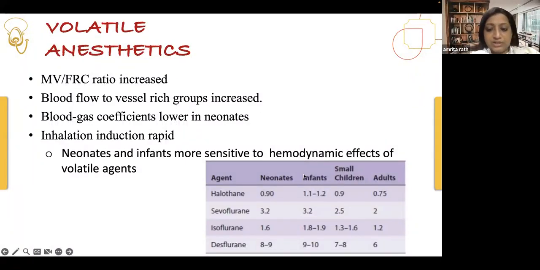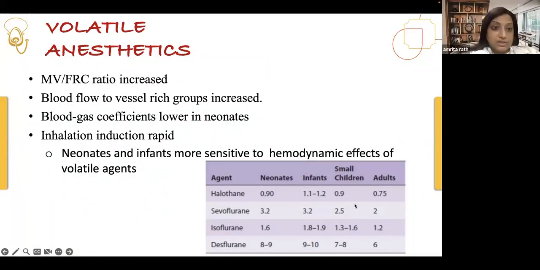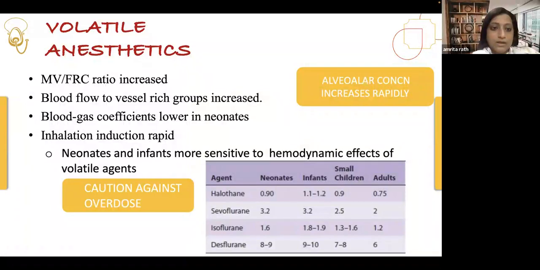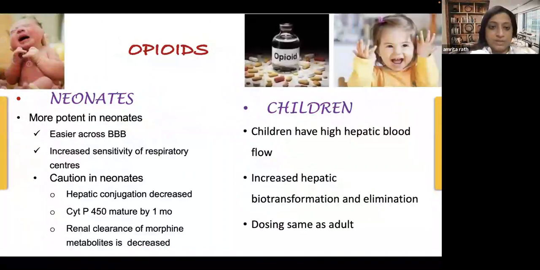And you have to categorically remember the MAC value of the neonate and the infants, and you have to remember the MAC increases up to infancy, then it again decreases. Then a few induction agents like thiopentone and propofol. Thiopentone has a reduced dose in newborns compared to infants because of the immature blood-brain barrier, and they have decreased protein binding, which I have already mentioned. In propofol, children, especially after 1 year, require a bit more than adults.